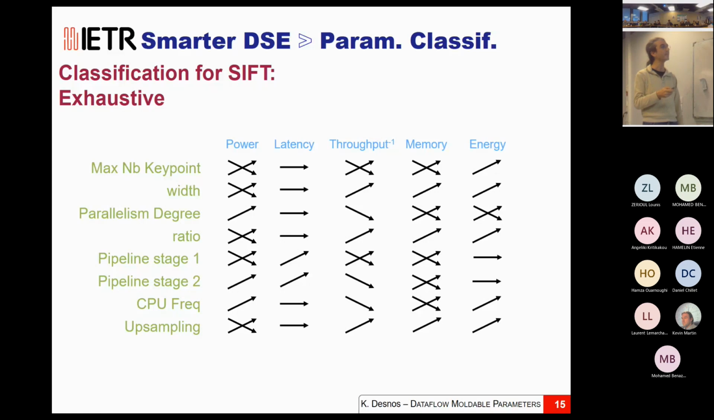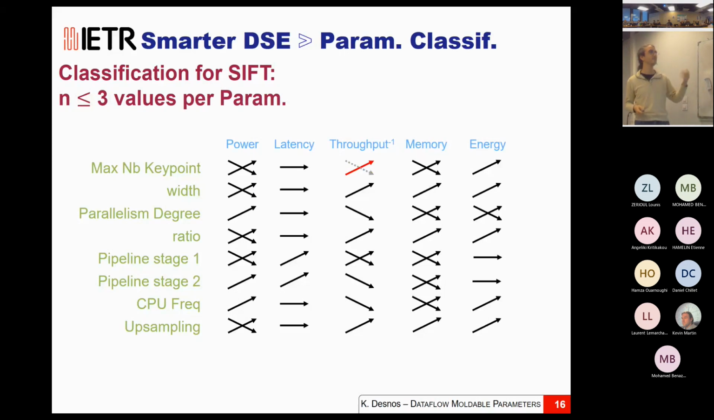Now the question is, can we find this classification based on just a few points in our design space? And yes, the answer is yes, fortunately. These are the results for the SIFT steel application, if we just explore 3 values per parameter. So we reduce a lot the number of configurations that we explore. And with just 3 values per parameter, we have a single misclassification.